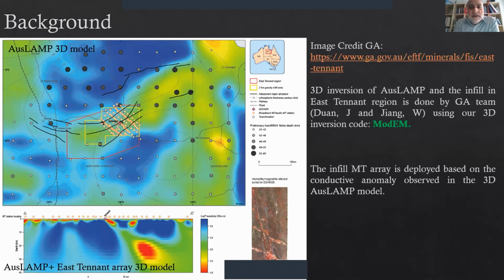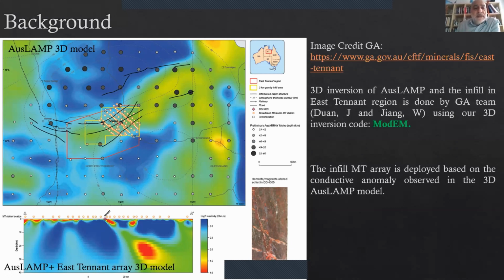I'm pretty sure that some of the audience are much more familiar than me with the background of this dataset. But what I've understood and read about this dataset is that first, the AusLAMP data were inverted, and they got that image here to the left of the screen. They observed a high conductive anomaly located in that part here. Based on that, they decided to make a high density MT array in order to better understand the conductive structure in that part of the region.